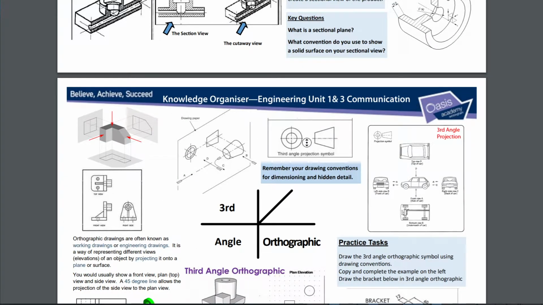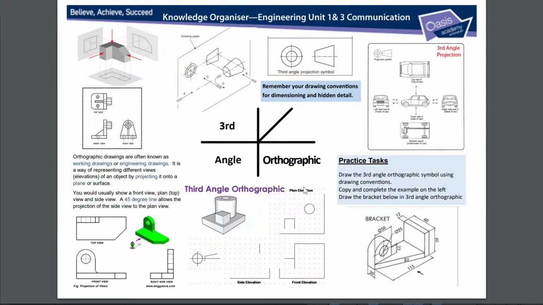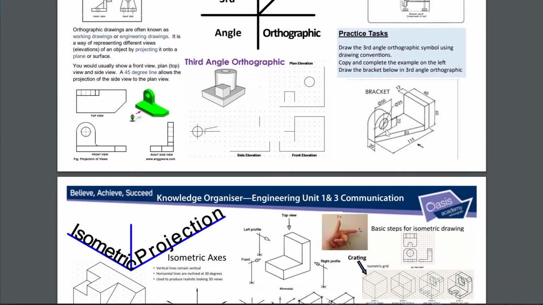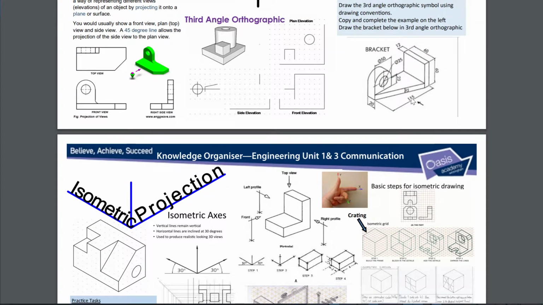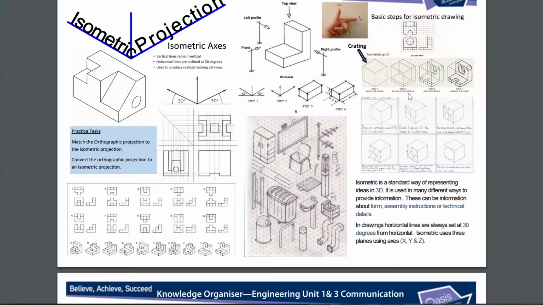Practice task: draw the third angle orthographic symbol using drawing conventions. Copy and complete this thing. They want you to draw this thing here. Okay. Oh, they want, yeah, this thing, this bracket. Yeah, it's a task. We've done lots of tasks, so we don't need to worry about it. I've tried to avoid circles too much so far, but okay.